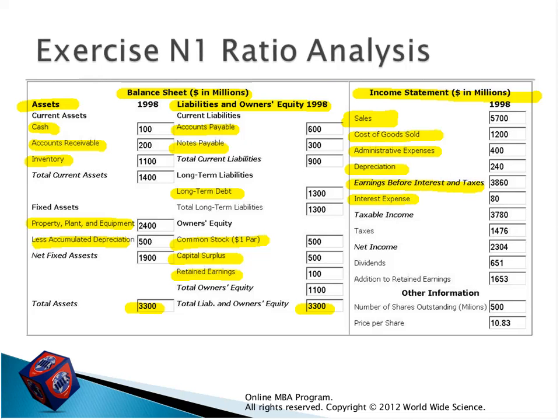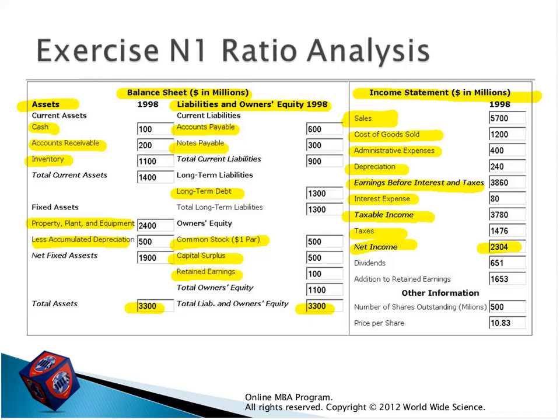which is the same meaning as income before taxes. Yeah. We have some tax charges, and net income is equal to 2,304.